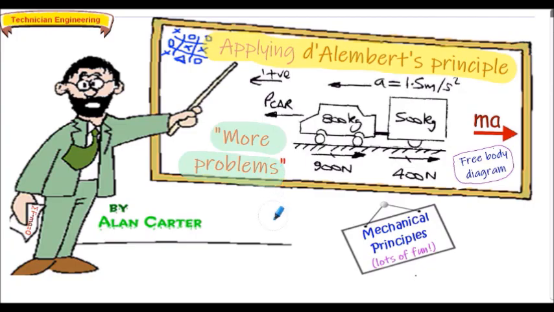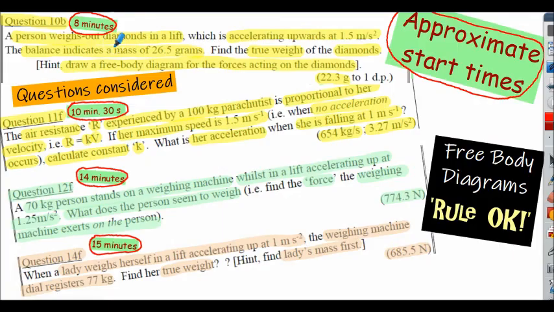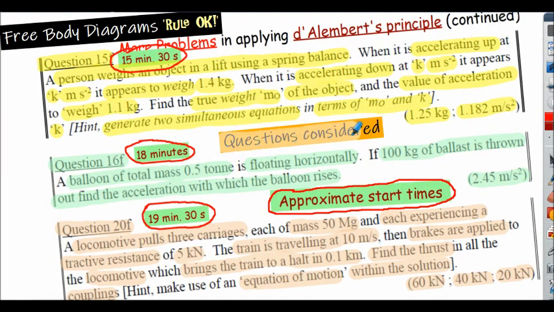At this stage of your study, you should be quite familiar with the application of D'Alembert's principle. So within this presentation, I will simply show you the solutions to the various problems selected from our workbook, and then you can review these solutions at your own pace. For your reference, here's the first batch of questions that are considered within the presentation, should you want to jump directly to the solutions. And here's the second batch of questions considered.